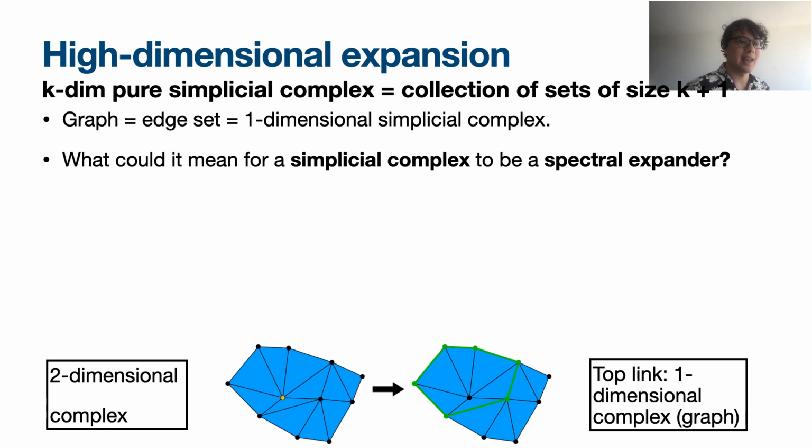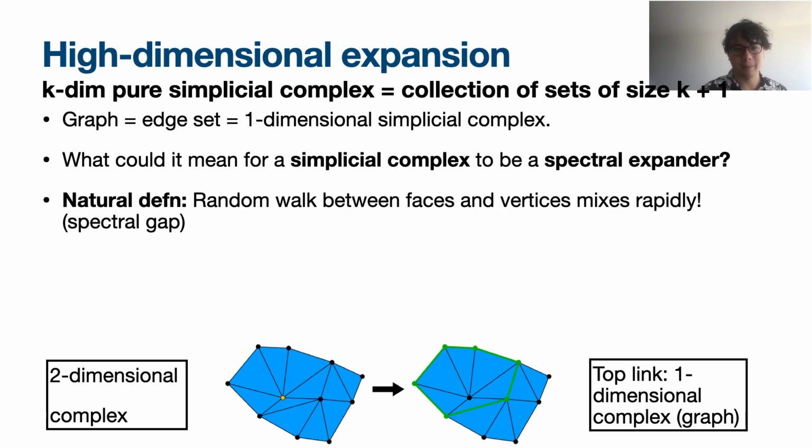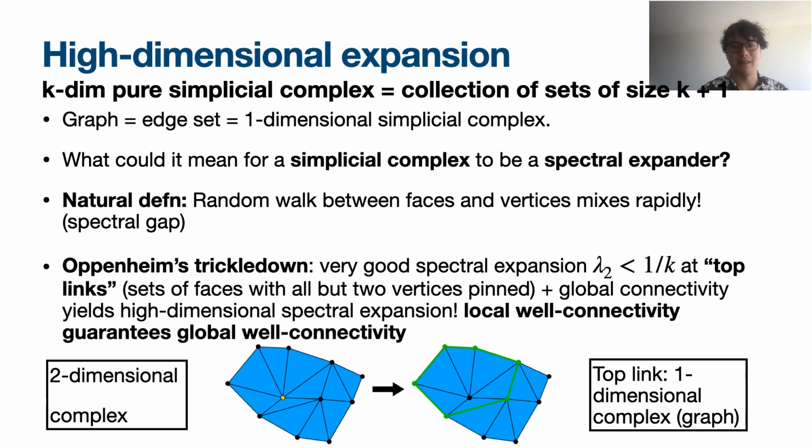And you can think the thing after edges is triangles. Triangles have three vertices, they're two-dimensional. Then there are actual simplices, which have four triangular faces, and those are three-dimensional, and you just keep going up. So that's what motivates this definition. And then you can just define spectral expansion in the same way. You want random walks between faces and vertices to mix very rapidly.